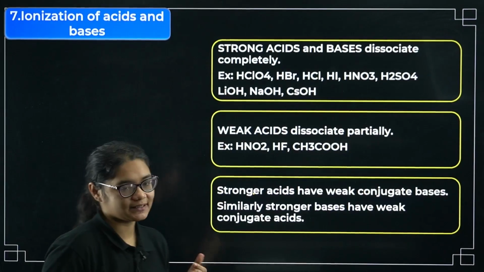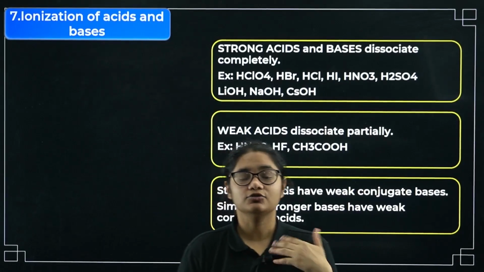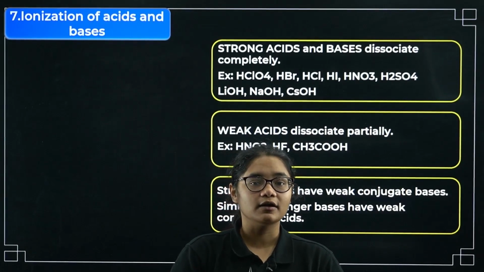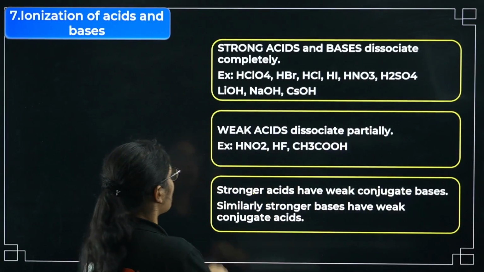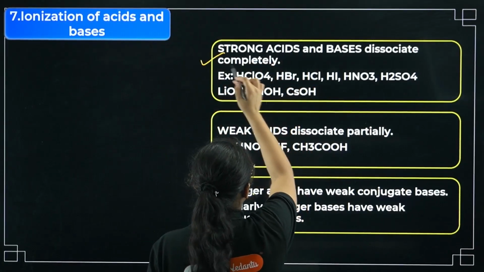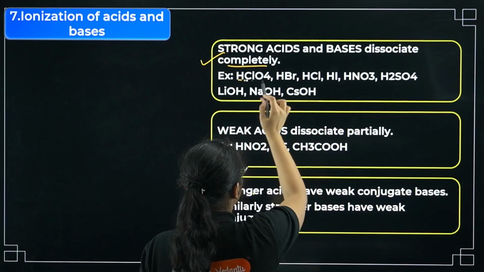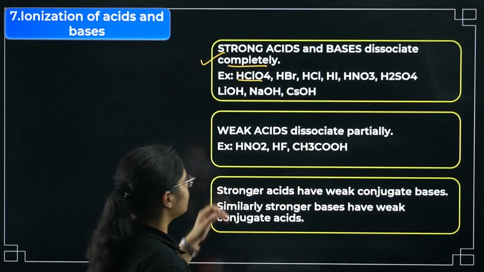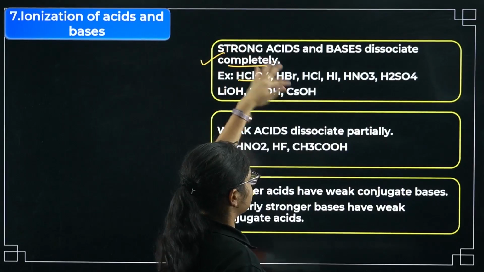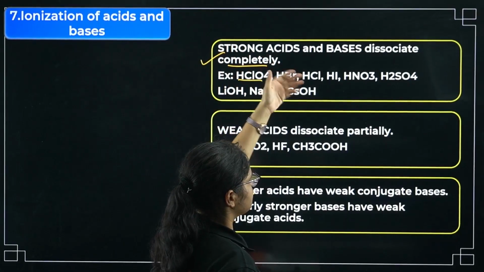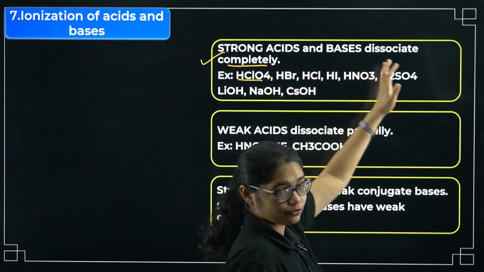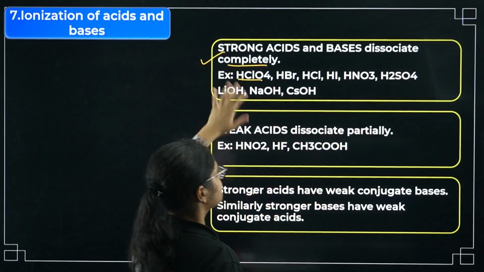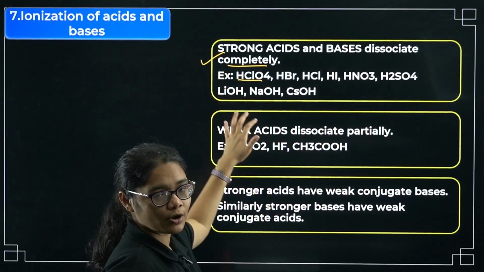Next we'll come to the ionization of acids and bases. Acids and bases can be classified as strong or weak based on their dissociation. Strong acids and bases are those which dissociate completely, meaning if you take them in water, you get all the ions. For example, HBr gives H plus and Br minus, HCl gives H plus and Cl minus, HNO3 gives H plus and NO3 minus, H2SO4 gives H plus and SO4 2 minus. These are strong acids and strong bases.